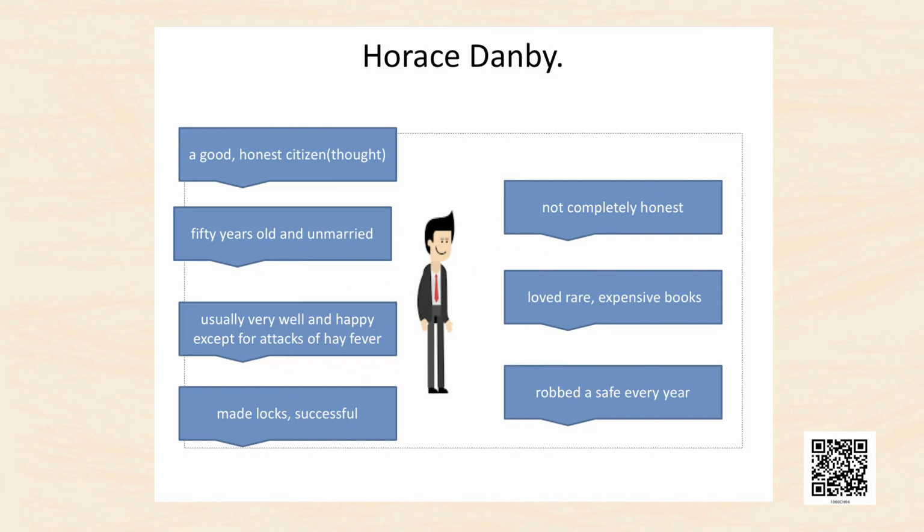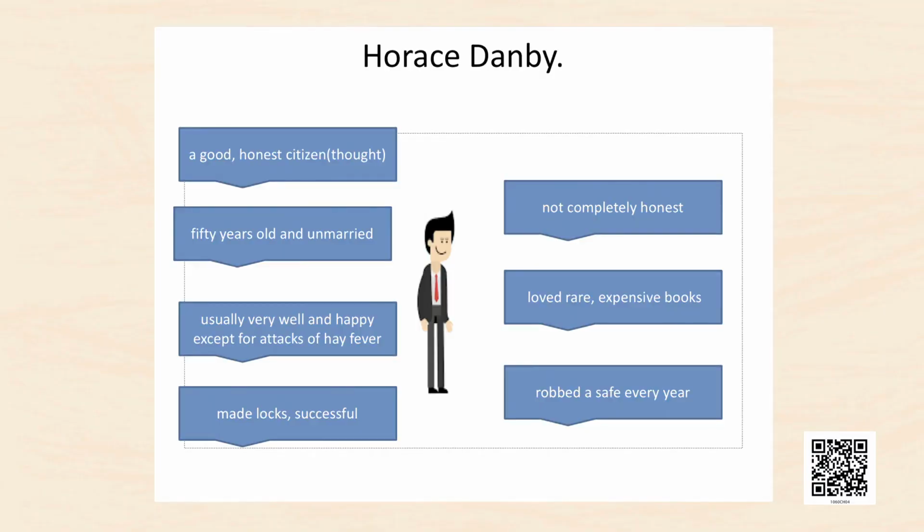Horace Danby. He is a good and honest citizen. What is the verb before it? He is thought to be, right? So you have to mention that he is thought to be a good and respectable citizen. 50 years old, he is unmarried, is usually well except there is a small problem with him. What? Hay fever. He suffers from hay fever. He made locks, so he is a locksmith. Is he successful? Yes, he is, because we know he has two servants.